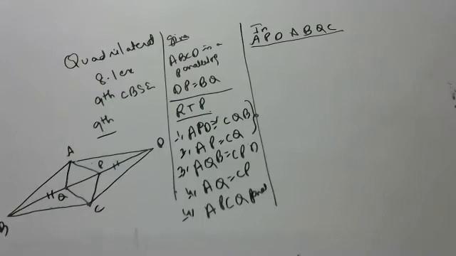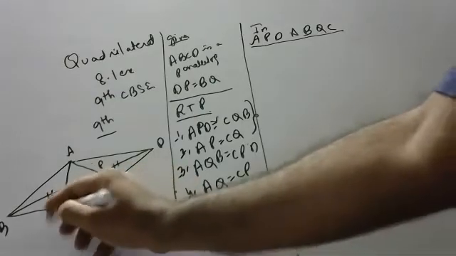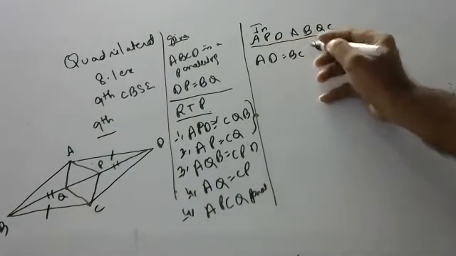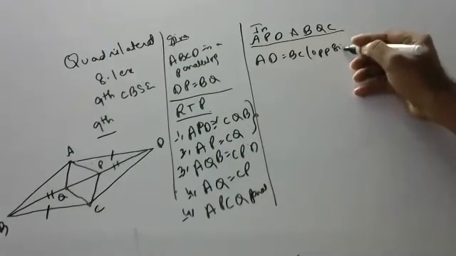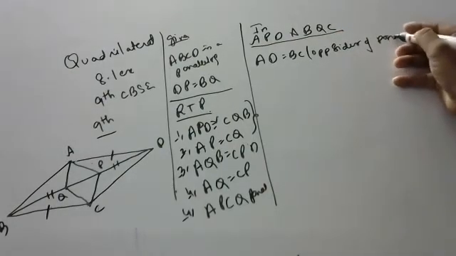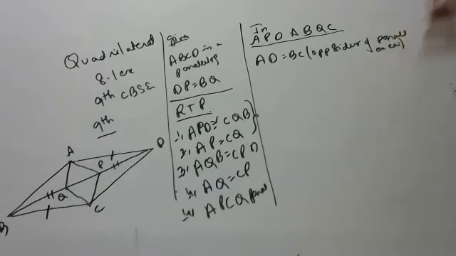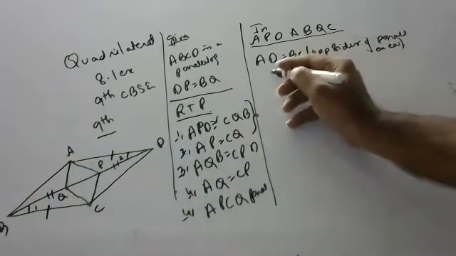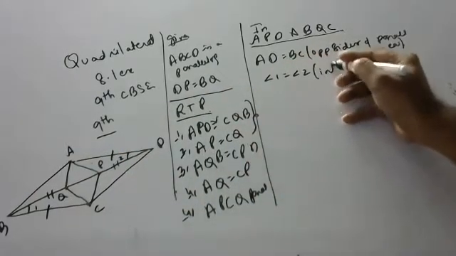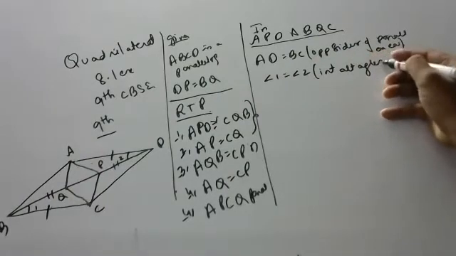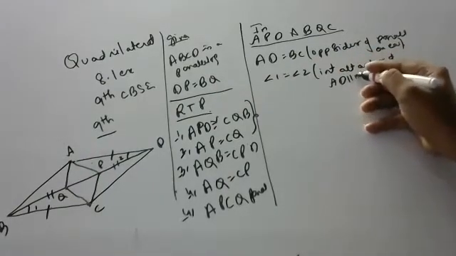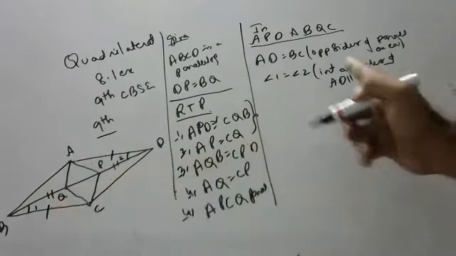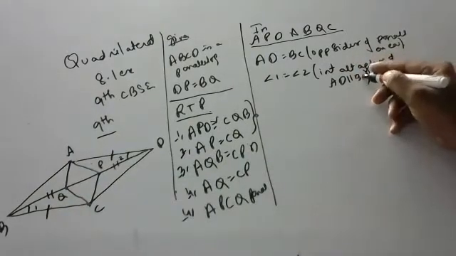Very easy. What I will write means the first one, AD is equal to BC. Why? In a parallelogram, opposite sides are equal. Simple, children. Now, angle 1 is equal to angle 2, interior alternate angles, since AD is parallel to BC. These both are parallel, so 1 and 2 will become alternate angles. You should mention which are parallel. If you don't mention which are parallel, I won't give marks.